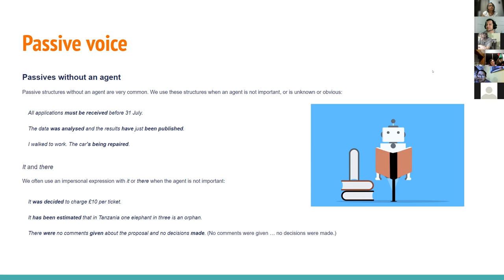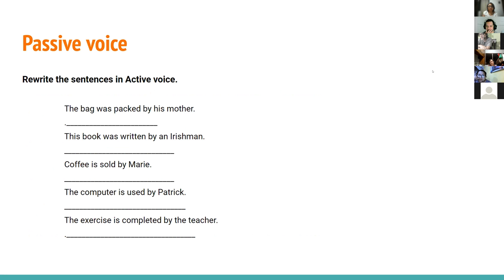Preguntas? Actually, es lo mismo que hemos estado viendo, solo que nada más ella explica por qué no se usa el doer, ¿verdad? O el agente de la oración. Now we are going to practice the passive voice, the last time, right? It says, rewrite these sentences in active voice. The bag was packed by his mother. Ahí lo vamos a transformar, pero a voz activa, ¿verdad? The bag was packed by his mother. What is the sentence that we are going to use in an active way?